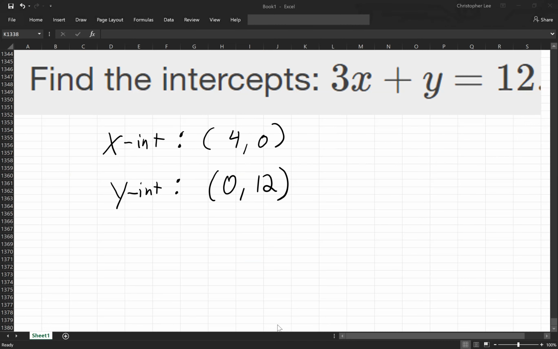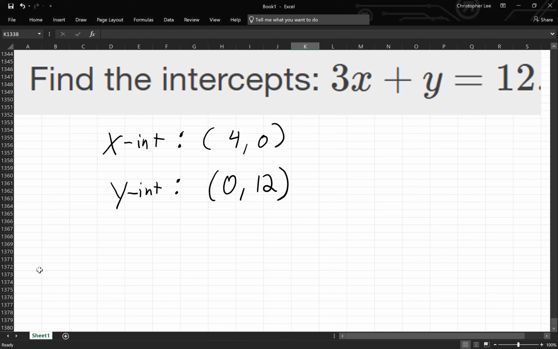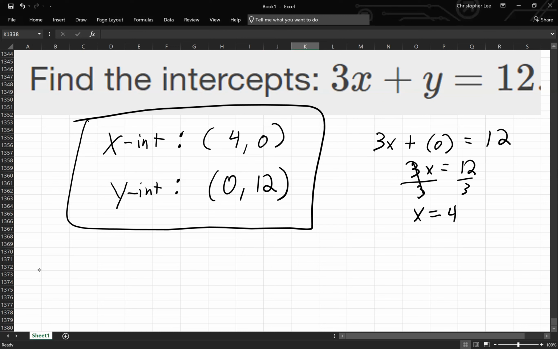How? We plugged it in. So for the x-intercept, we plugged in 0 for y. And then we just had 3x is equal to 12, and then divide by 3. So we got x is equal to 4. Remember, x equals 4 is not the answer. The ordered pair in parentheses is the answer. And then for the last one, you had 3 times 0 plus y equals 12, and 3 times 0 you already know is 0, so this just became y equals 12. All right? That's it.